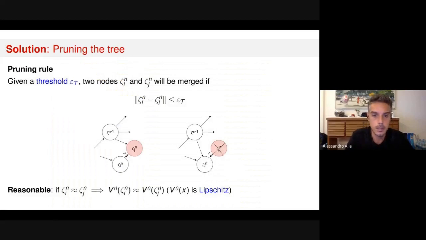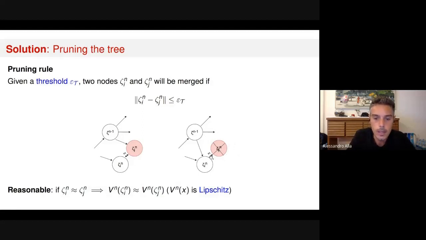Why can we do that? So first, how can we do that? If there are two nodes at the same level of the tree, very close, we can cut one of the two nodes. Why can we do that? So imagine that. Here you see that we have the tree. Let's say the red one is very close to this one. So this is at level n. Then, according to this criteria, we can cut this node.